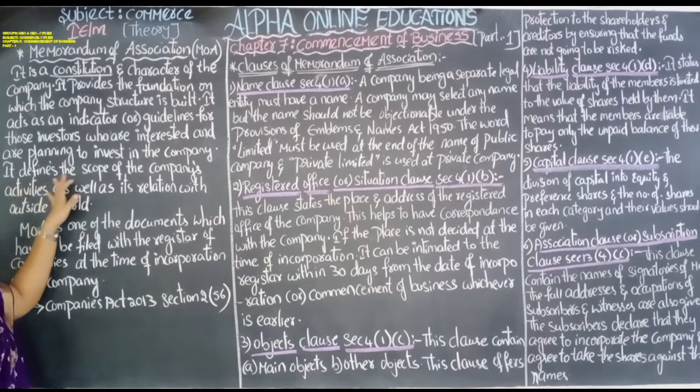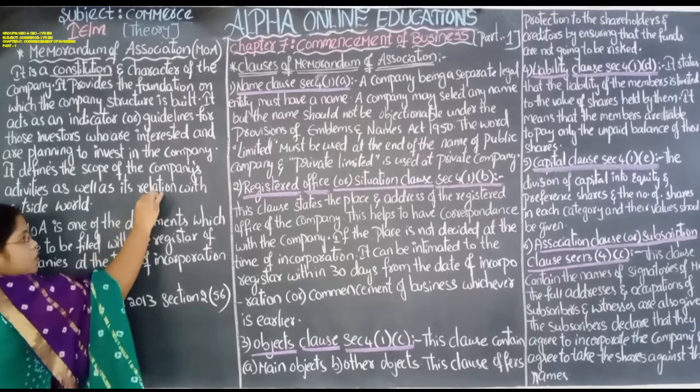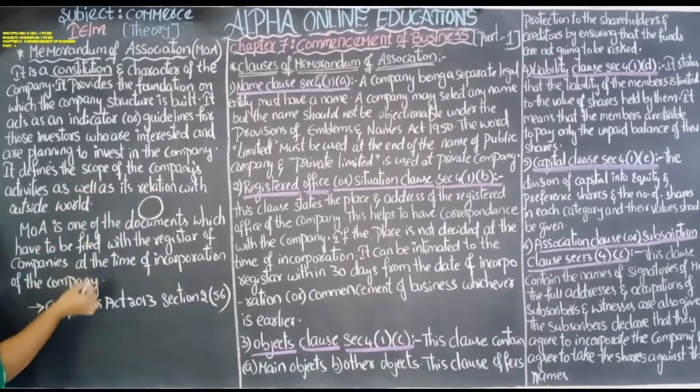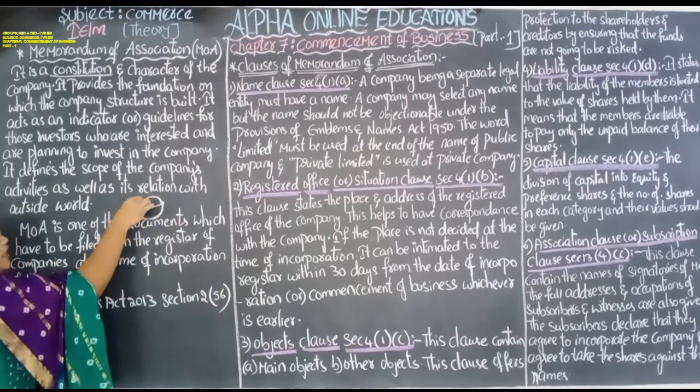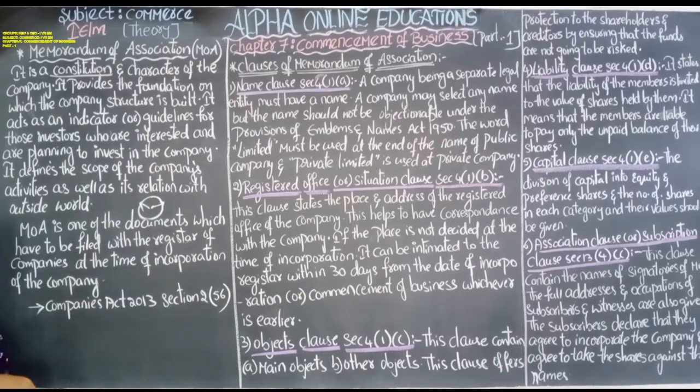It defines the scope of the company. Scope means the circumstance, the limits, up to which the business can carry out its activities. It shows the company's activities as well as its relations with the outside world.